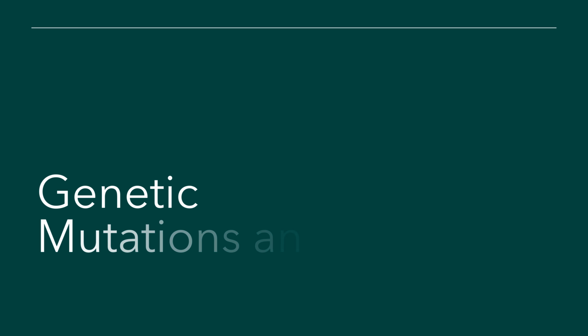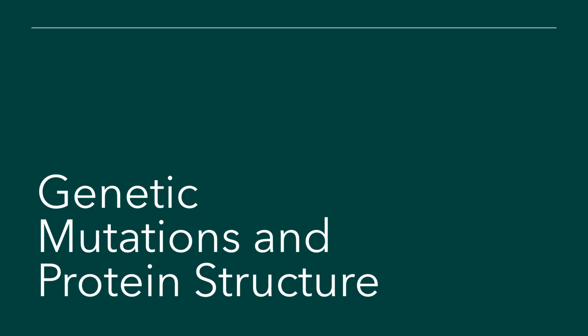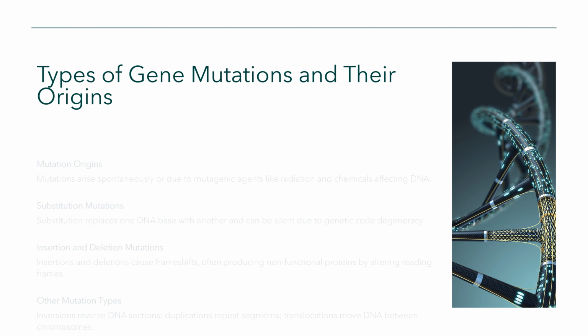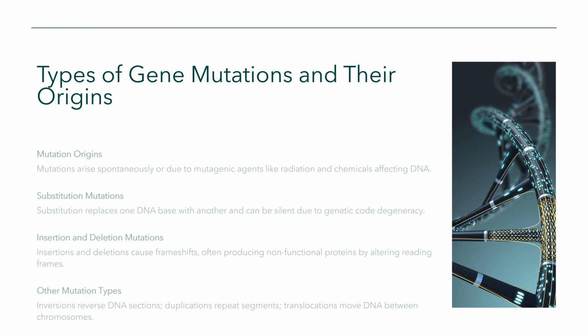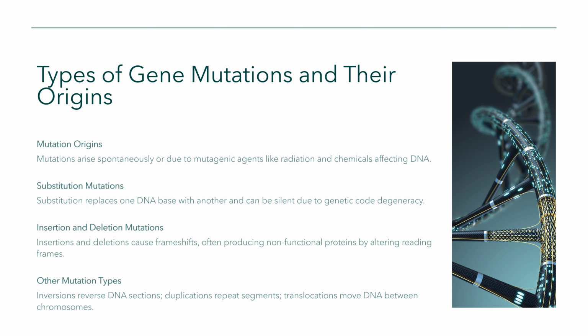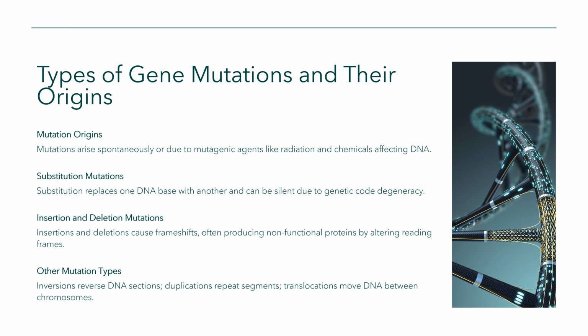Types of gene mutations and their origins. How mutations alter protein structure and function. Gene mutations are changes in the base sequence of DNA. Mutations can arise spontaneously during DNA replication due to errors made by DNA polymerase, or they can be induced by mutagenic agents such as ionizing radiation, ultraviolet light, or chemical mutagens found in tobacco smoke.